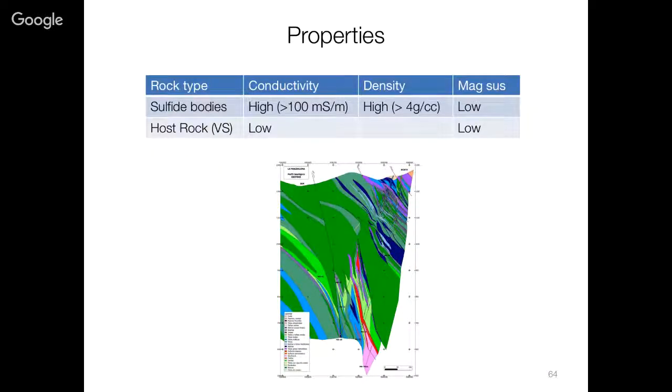In a very simplified form, the resistivities that we really need to worry about: the host rocks have very high resistivities.